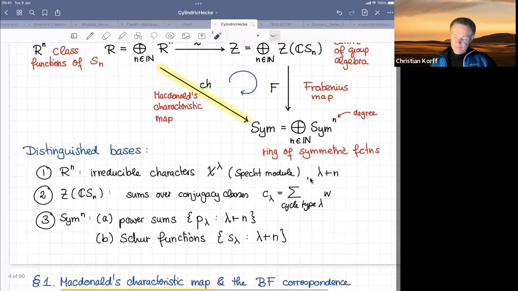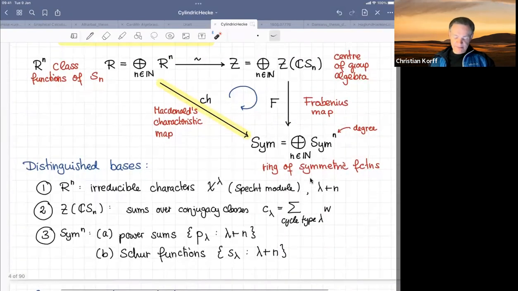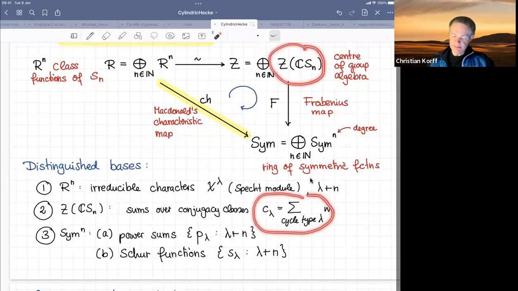And then down here in the ring of symmetric functions, we actually have two distinguished bases which we will need. One is the basis of power sums. So what you would do is, for instance, take such a conjugacy class which lives here in the center and map this under the Frobenius map to a power sum modulo a certain factor, which is just the size of the conjugacy class.